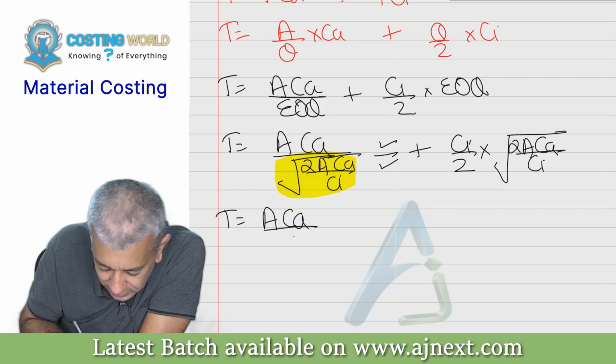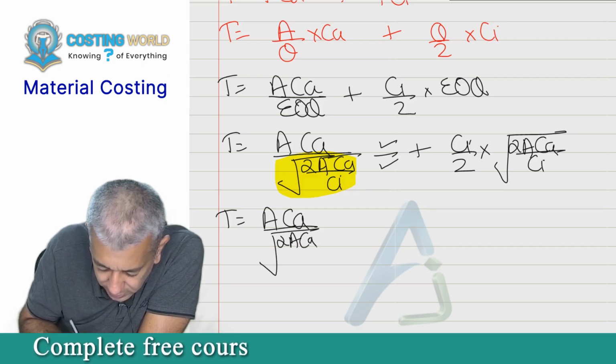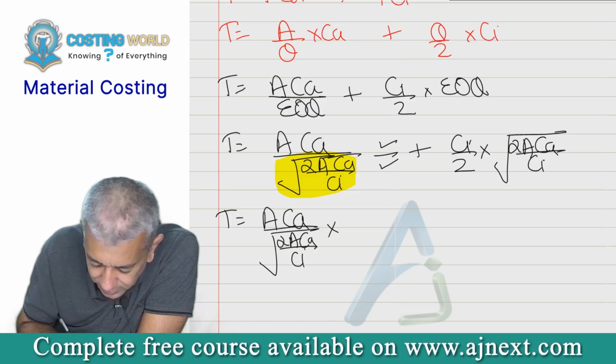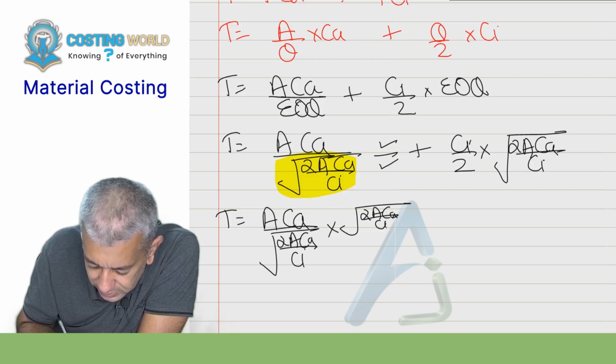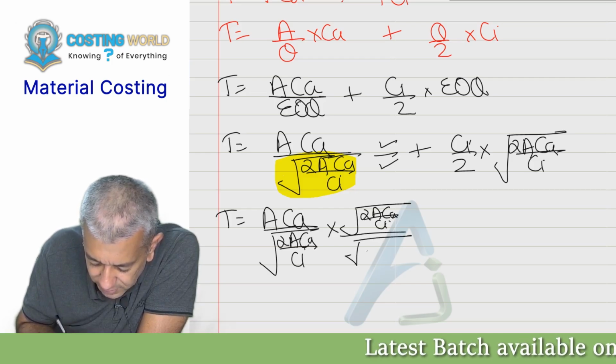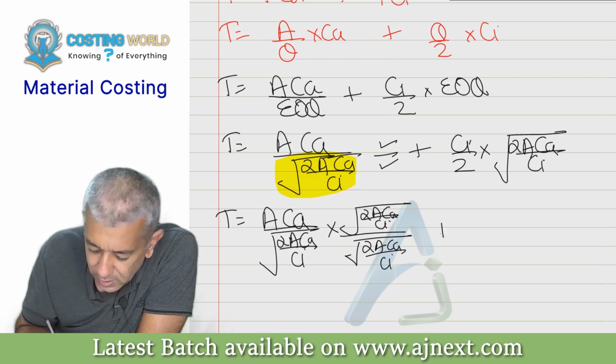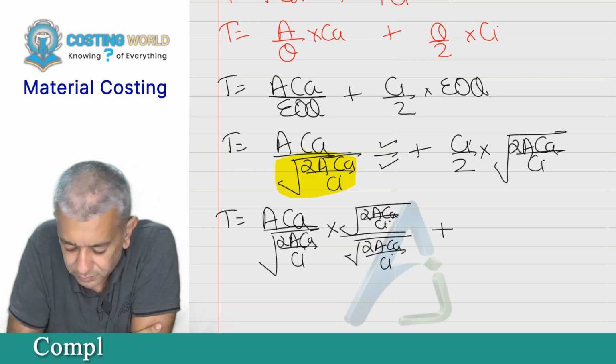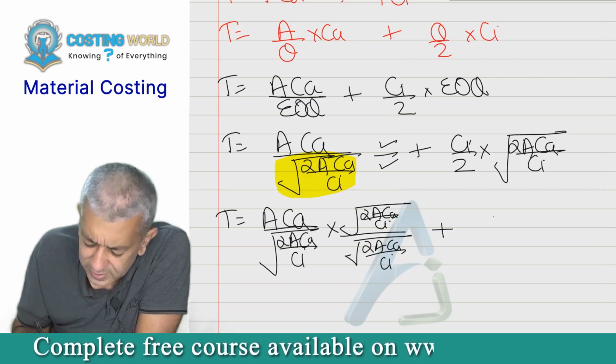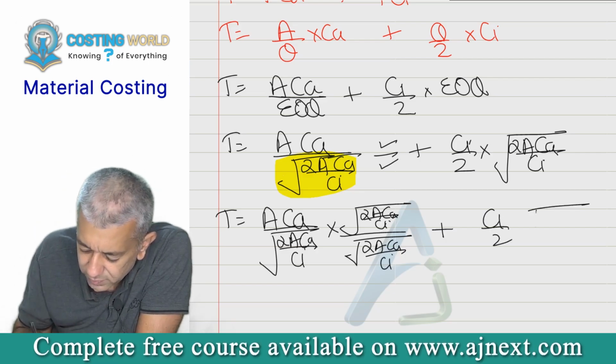So write down ACA divided by square root of 2ACA upon CI, into square root of 2ACA upon CI, divided by square root of 2ACA upon CI, plus the right hand side term. I'm leaving it like that only.